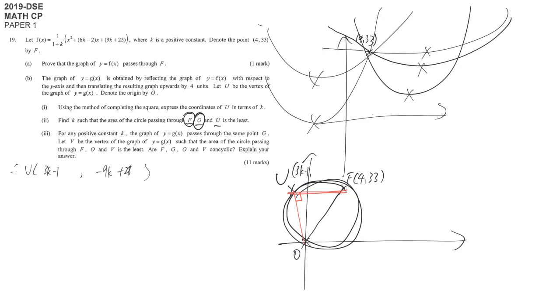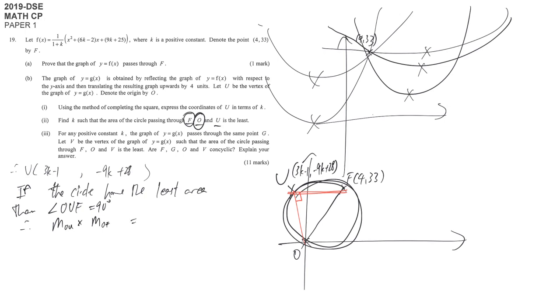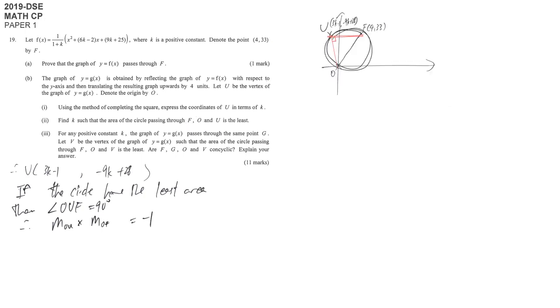Mark down here first. So our target now is if the circle has the least area, then angle OUF equals 90 degrees. So the slope OU times the slope OF should equal to -1. So we start our calculation.